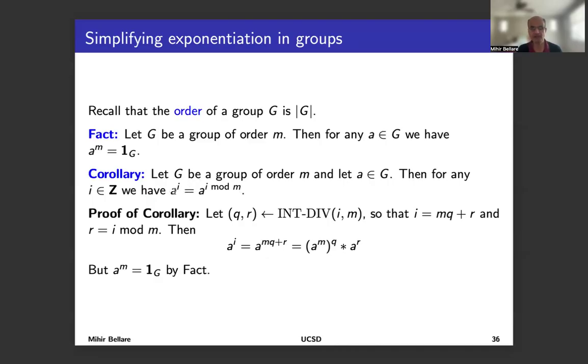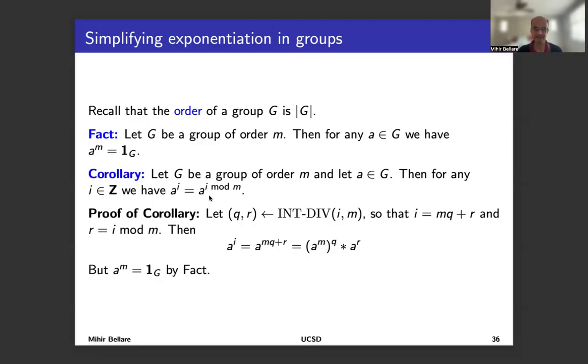In other words, I want a to the I in the group. Suppose I first take I mod m. Notice this is operations just on integers. I is an integer, m is an integer. I mod m is well defined. And I simply raise a to that power in the group. The claim is that those are the same.